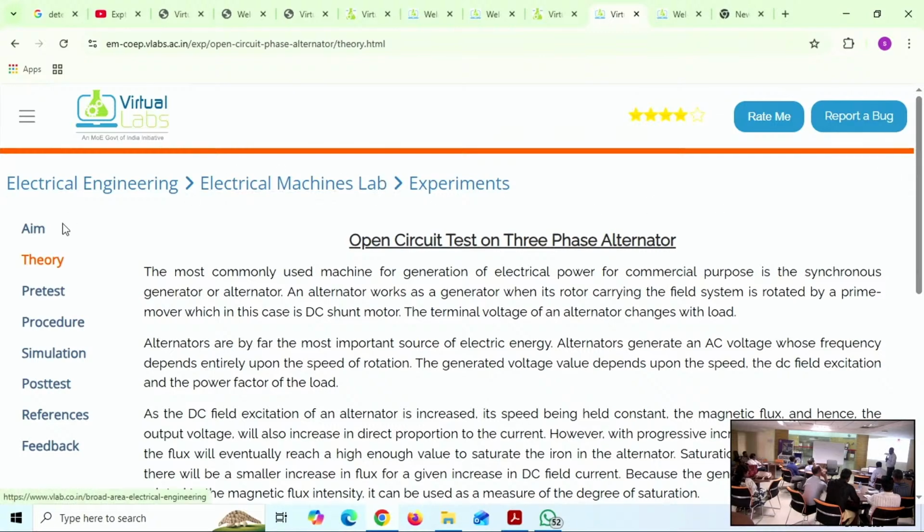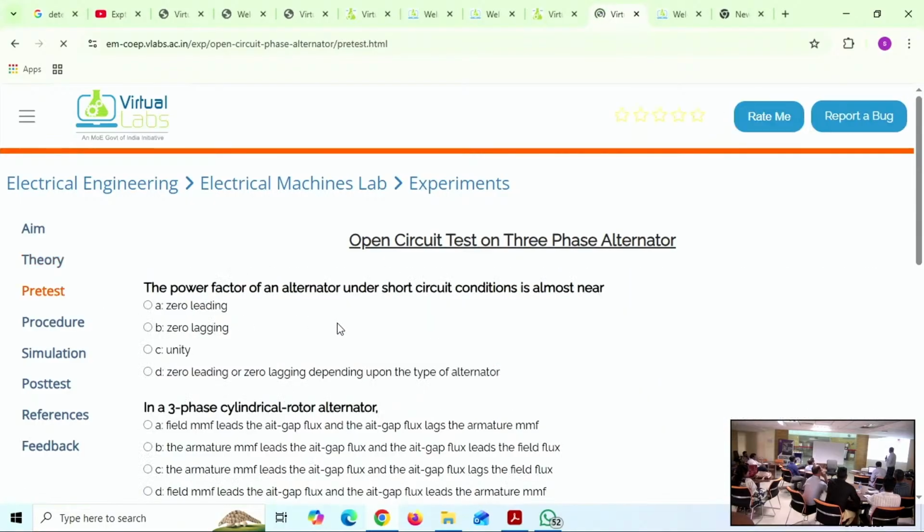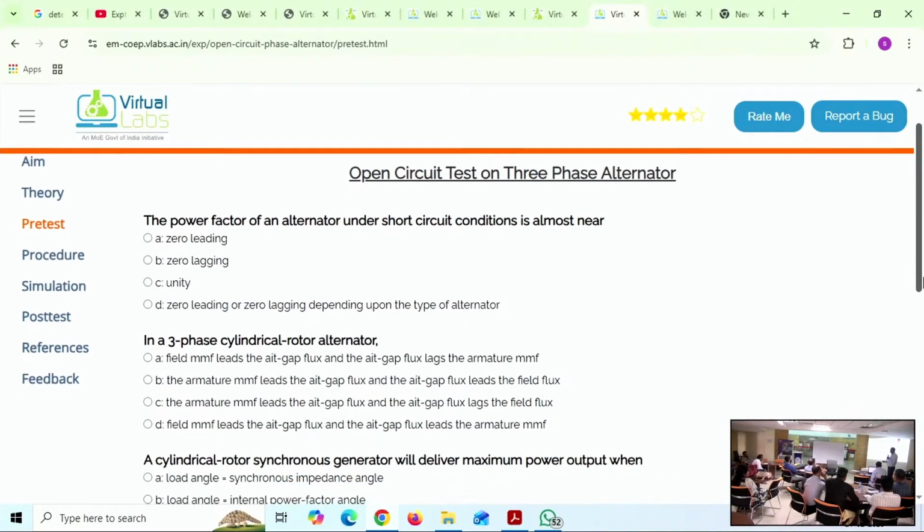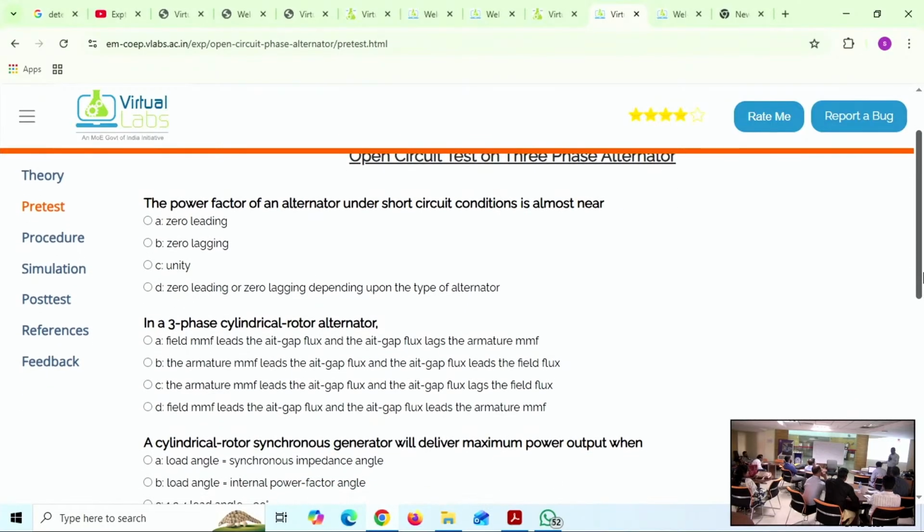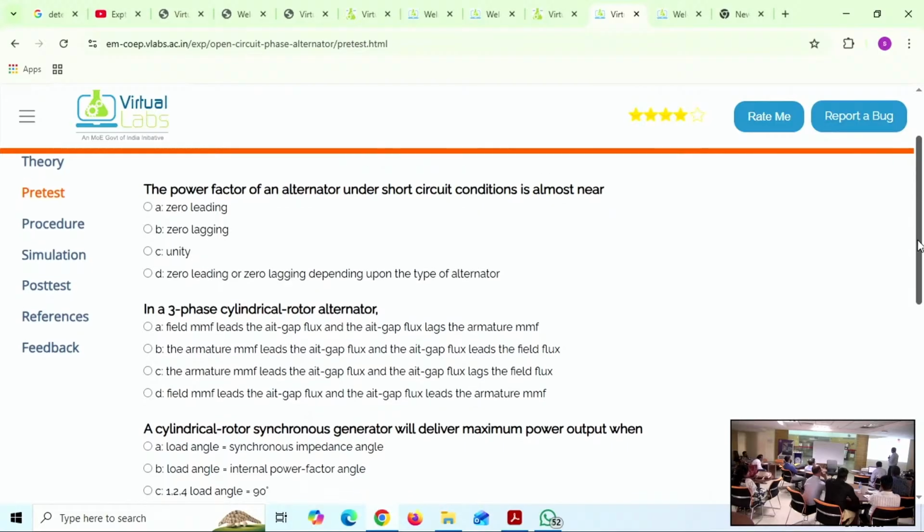Pre-test. Go for the pre-test. There is a quiz session here, just five questions. Usually we ask students to prepare something and we pose these questions. First question, don't worry, I won't take much of your time. Just one experiment, I'll discuss how things actually work.